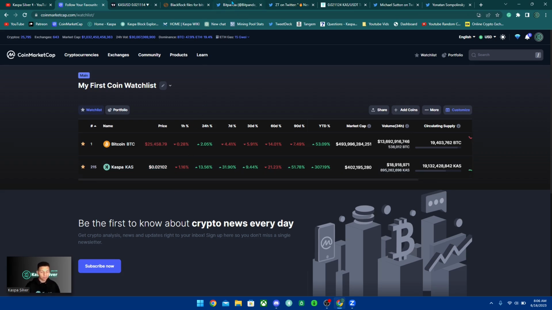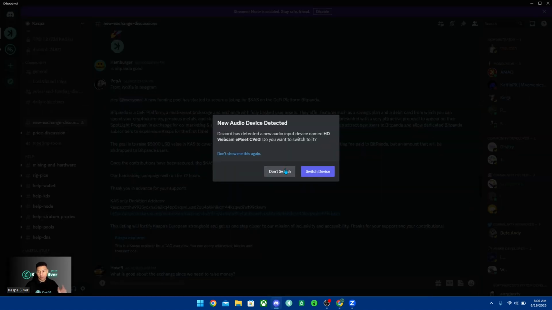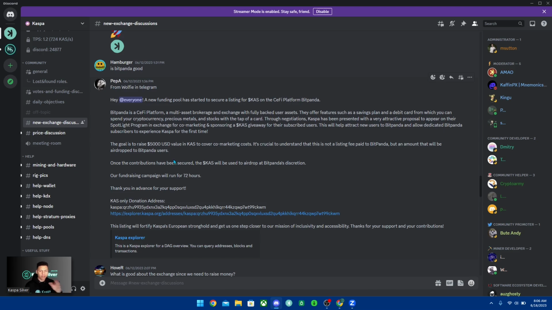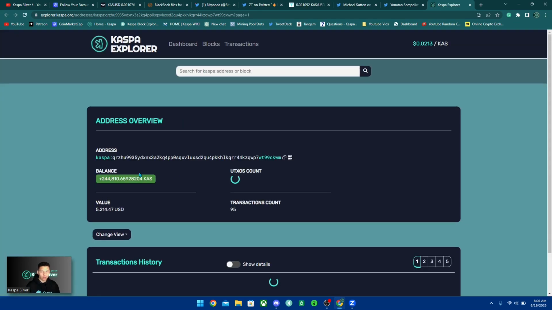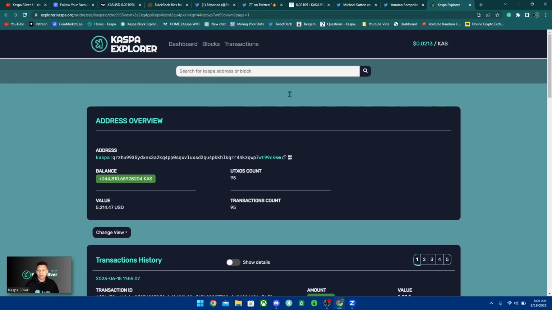Also, talking about adoption, Kaspa is actually going to be listed on two new exchanges. One is called Bitpanda, which needed funding of $5,000 so that we can cover co-marketing costs. That funding has actually been completed. You can take a look here at the wallet address where that funding was given. You could see over $5,200 was given, and that money, I believe, is going to be airdropped to users on the exchange.